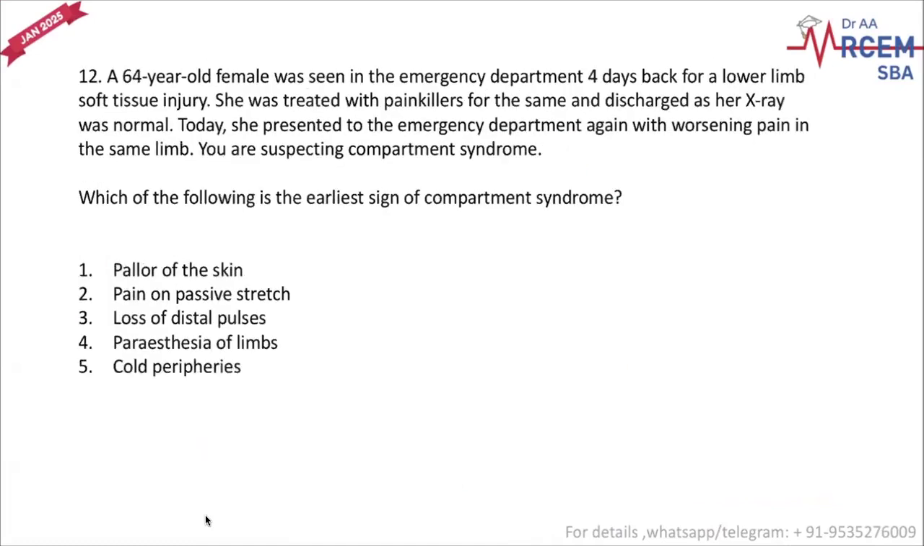A 64 years old female was seen in the ED 4 days back for a lower limb soft tissue injury. She was treated with painkillers for the same and discharged as her X-ray was normal. Today, she presented to the emergency department again with worsening of the pain in the same limb. You're suspecting compartment syndrome. Which of the following is the earliest sign? The first sign is pain on passive stretching, or pain out of proportion to the injury and on passive stretching is the full phrase. What do you need to remember? So the right answer here is the second one.